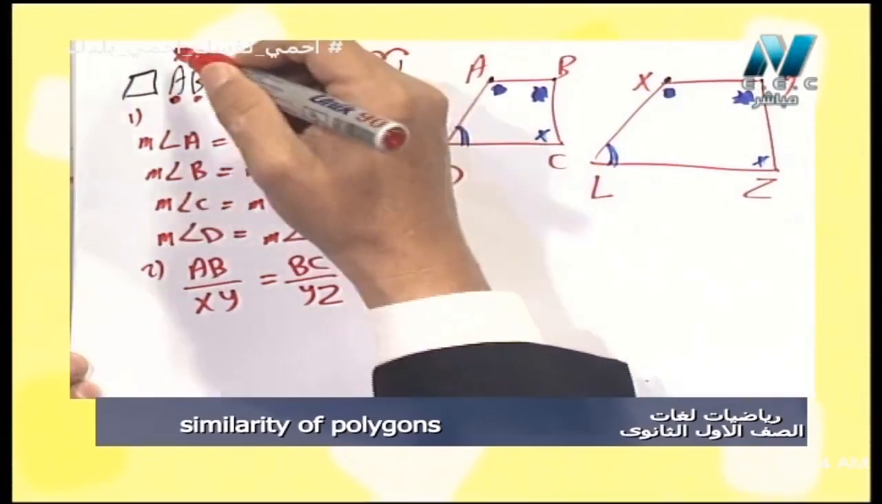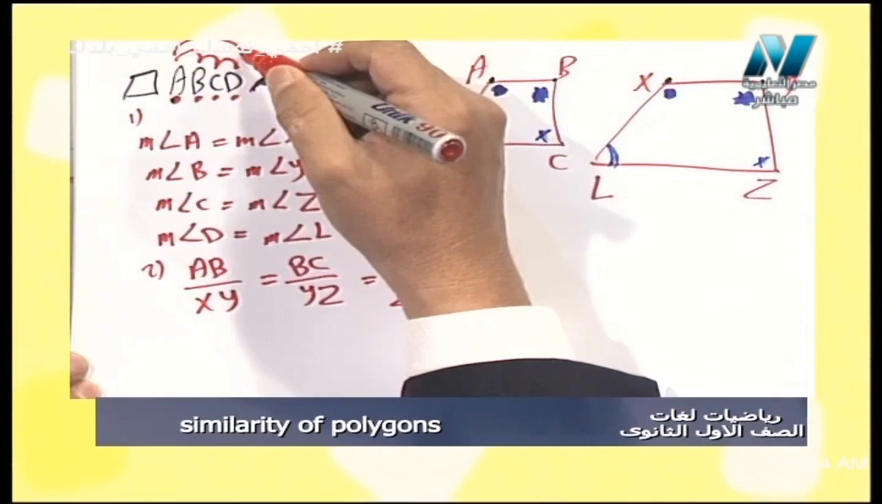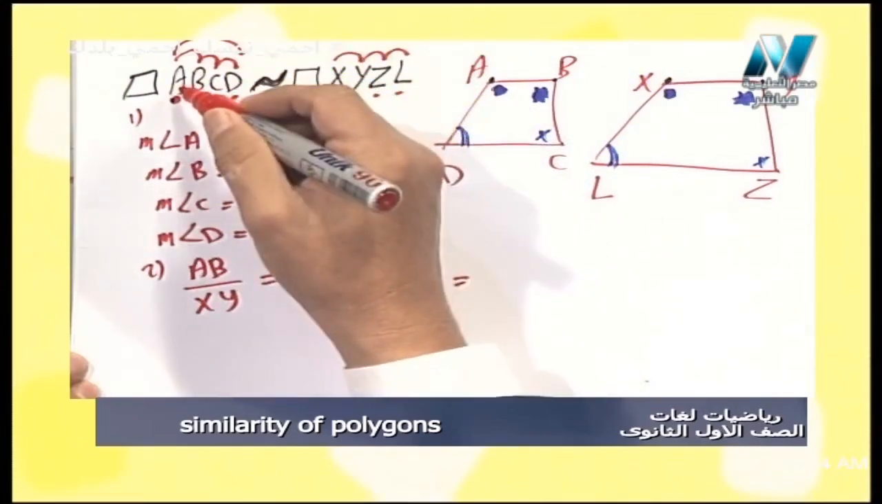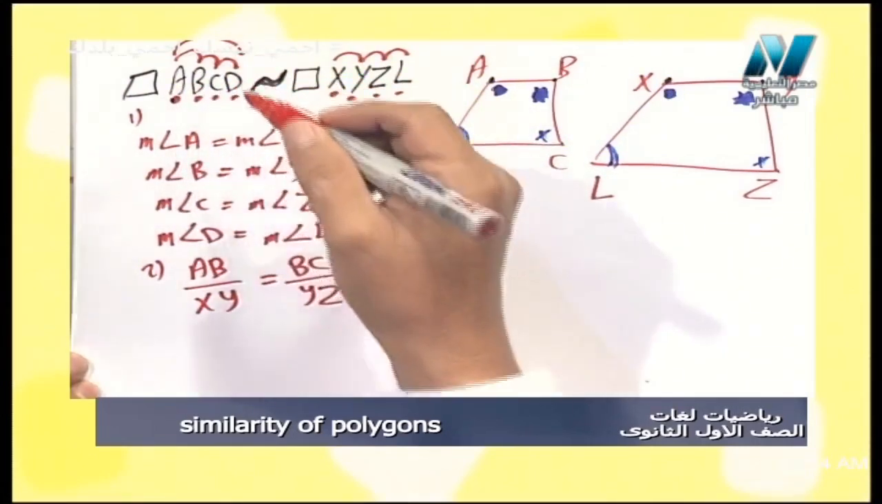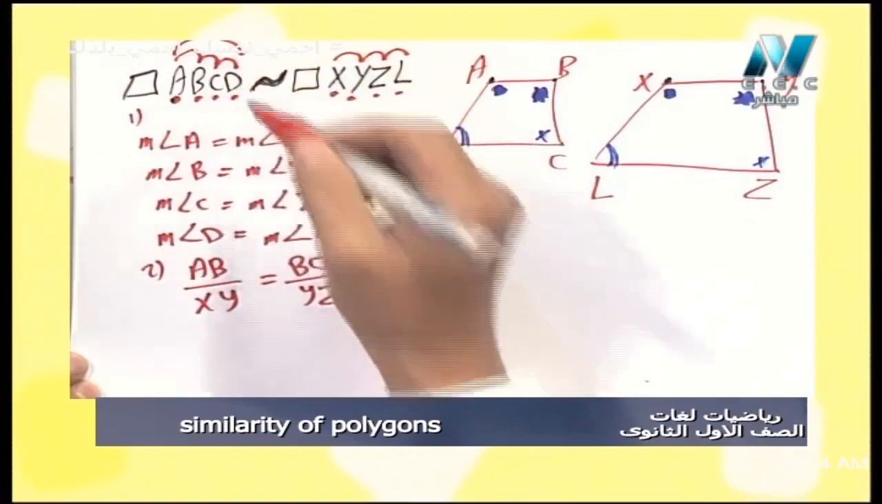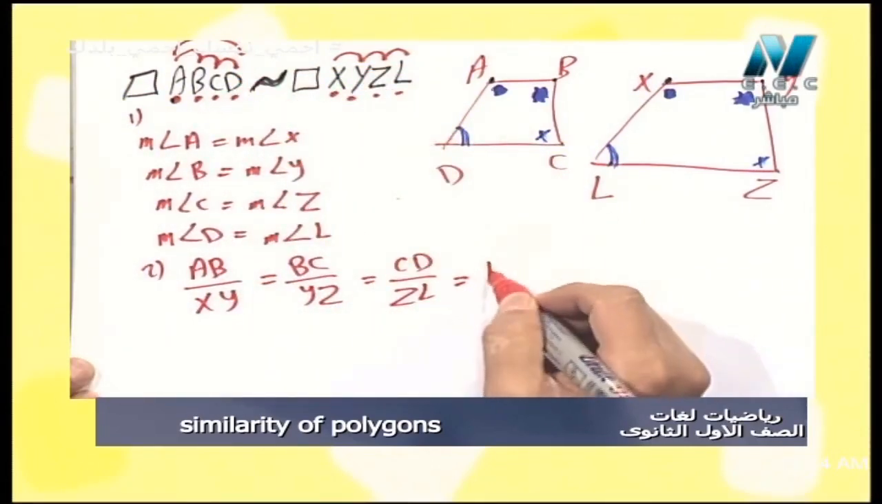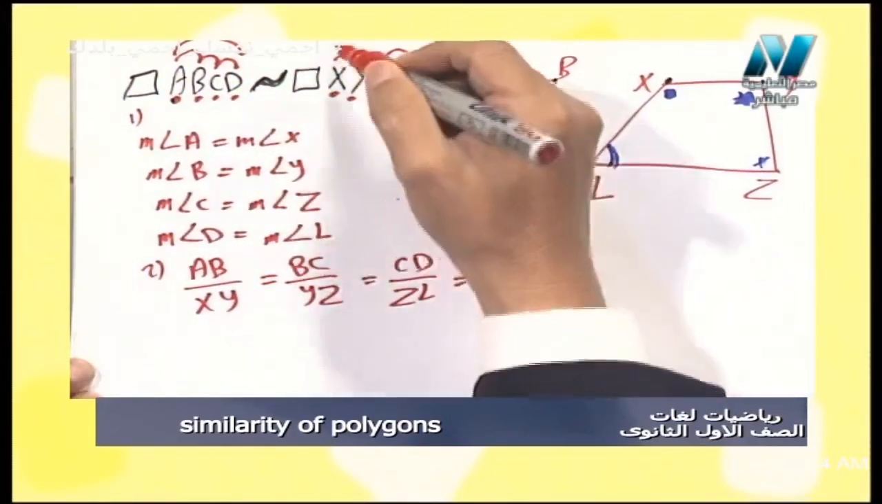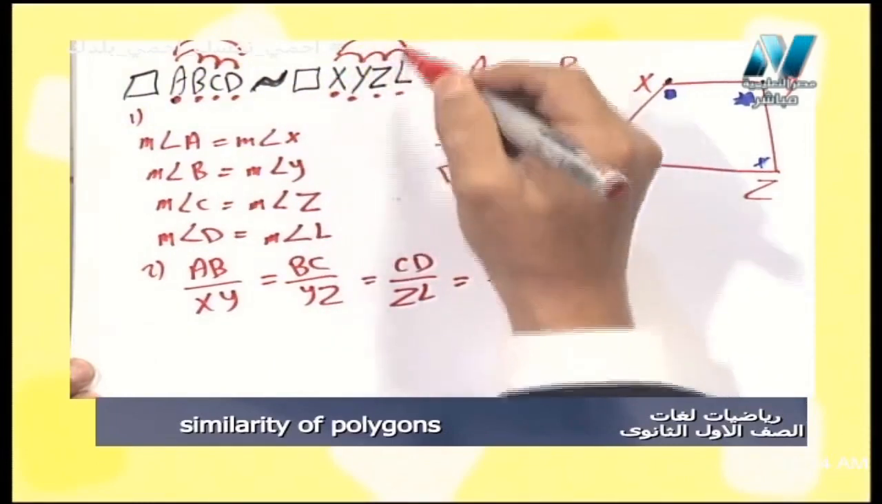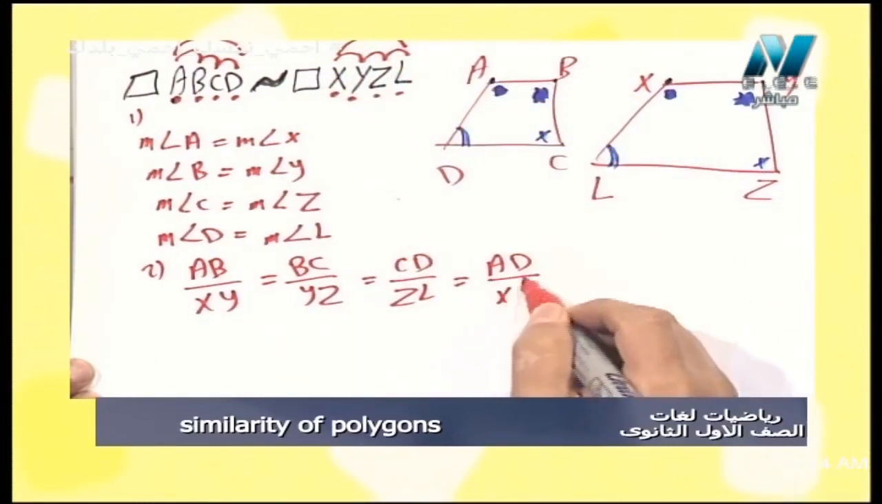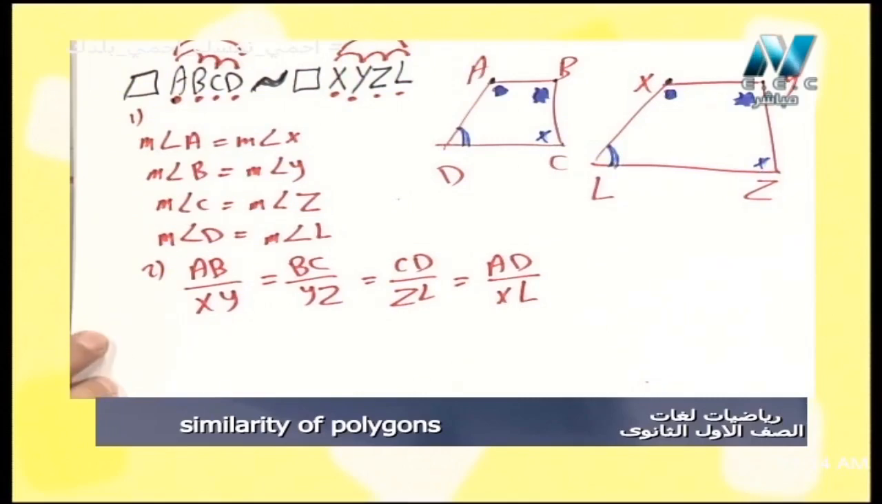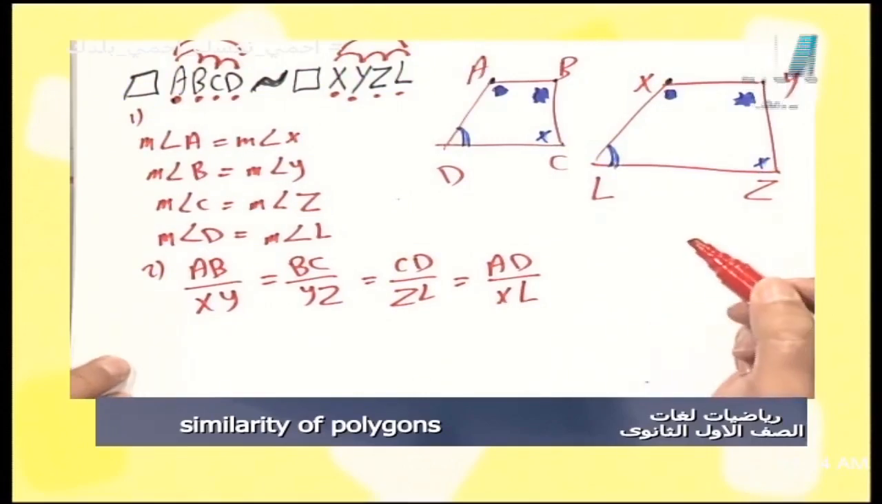And finally, like an umbrella here, we say AD, the first and the last one, AD over the first and the last letter, XL. Okay. What do we say about this?